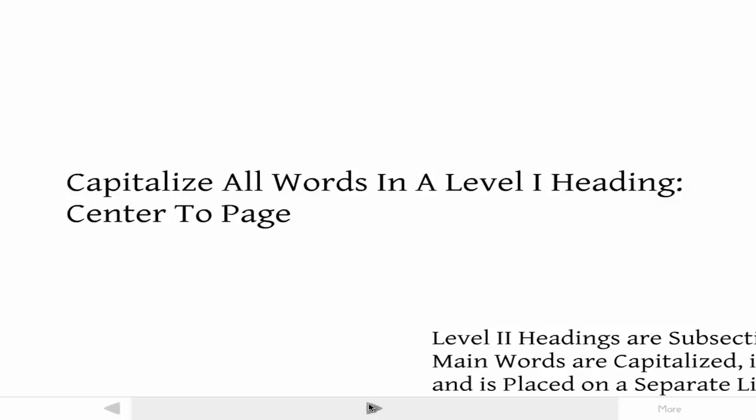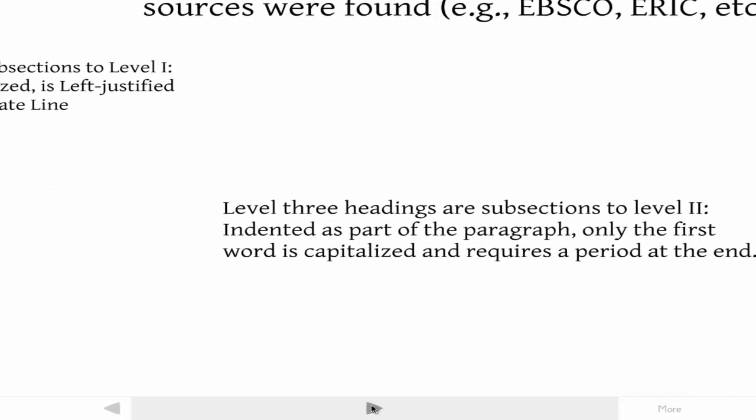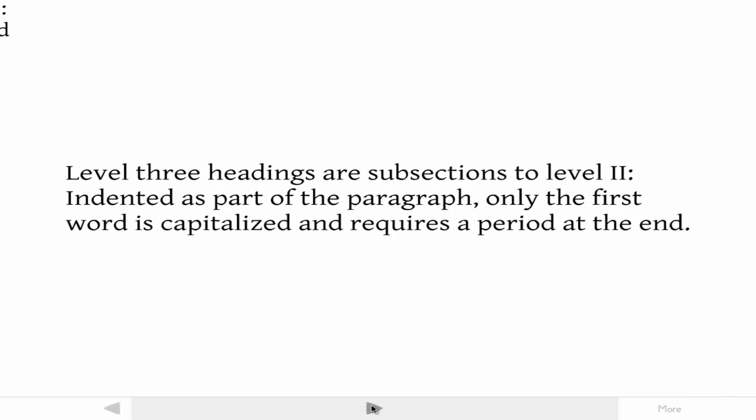Regarding a level 1 heading, all words are capitalized, and a level 1 heading is centered to the page. A level 2 heading is a subsection to level 1. Only the main words are capitalized. It's left justified, and it is on a separate line. A level 3 heading is a subsection to level 2, and it's indented as part of the paragraph. Only the first word is capitalized, and it requires a period at the end.